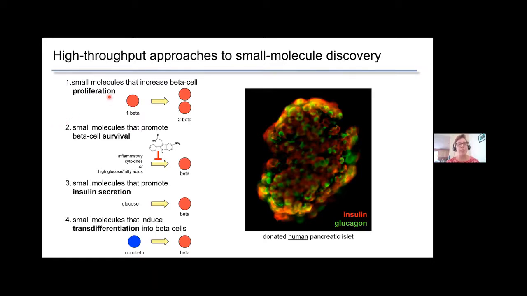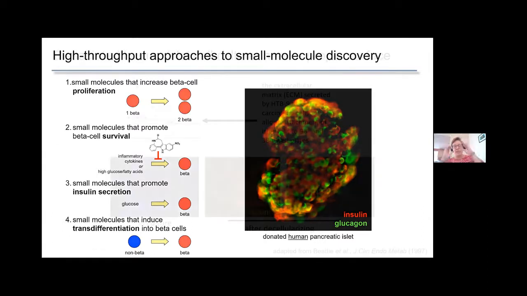Today, I'm going to focus primarily on beta cell proliferation, but the system that I'm going to describe can also work to look at beta cell survival, insulin secretion induced by glucose. And even some of the other work we've been doing is looking at transdifferentiation from one cell type to another and whether that can be induced by small molecules.